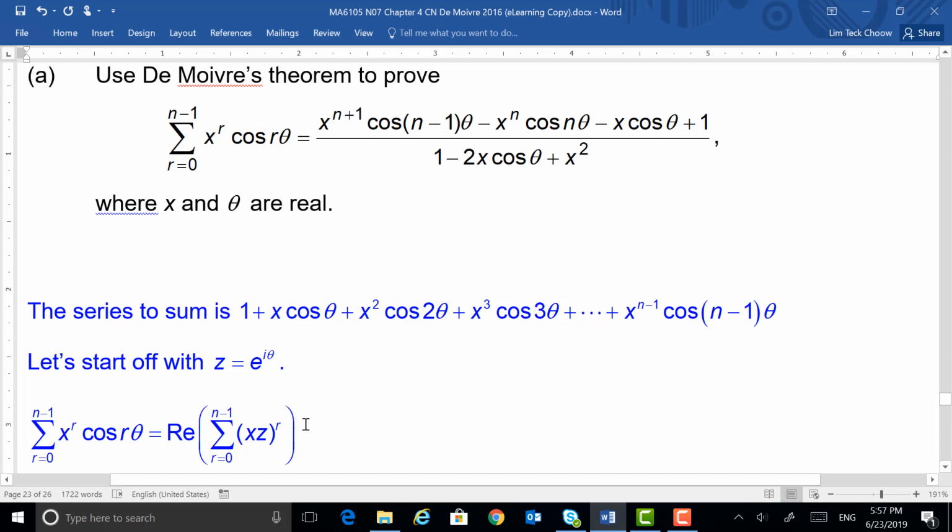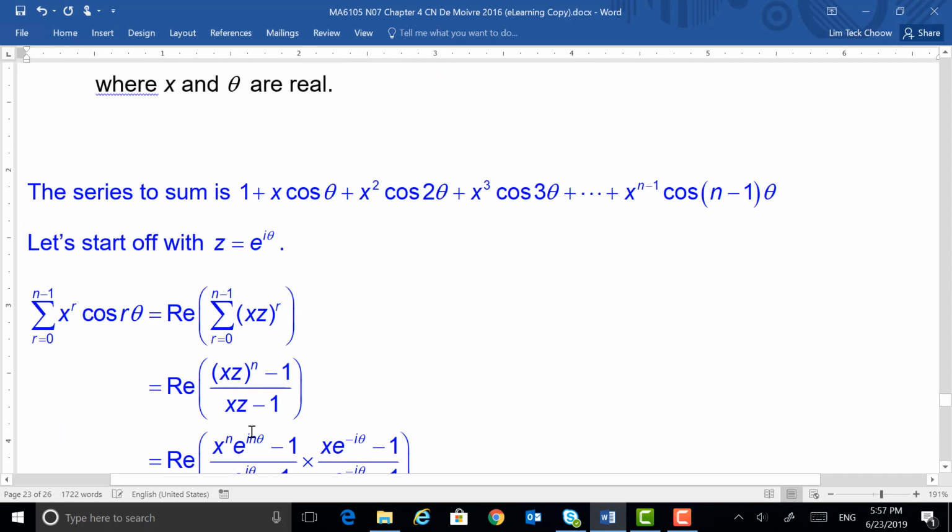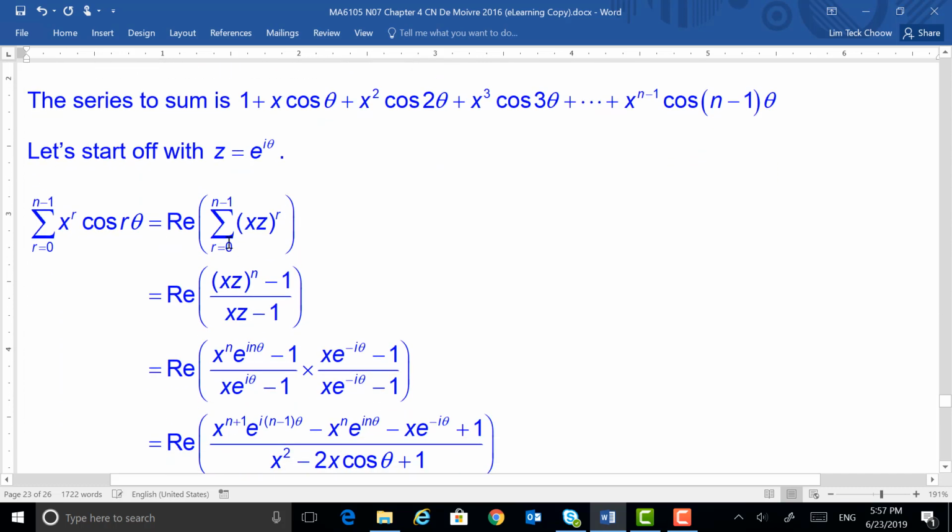This summation, if you look at it more carefully, is simply a GP, where the first term is xz to the power of 0, the second term is xz to the power of 1, and so on and so forth. So this is exactly a GP, where the first term is 1, and the common ratio is xz. Using the formula for the sum of n terms of a GP, we will arrive at this: the common ratio raised to n, minus 1, over the common ratio minus 1.